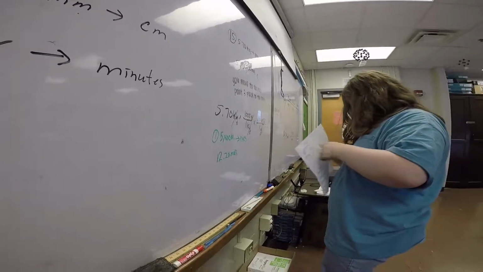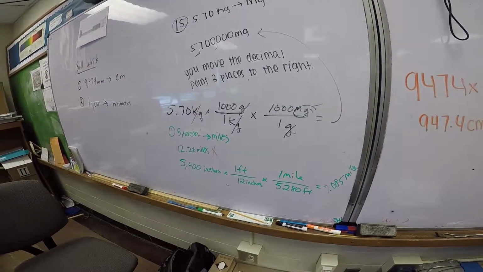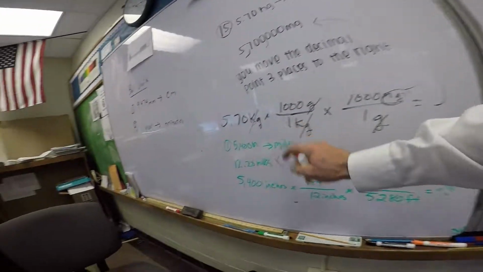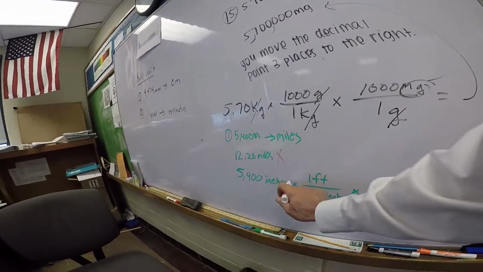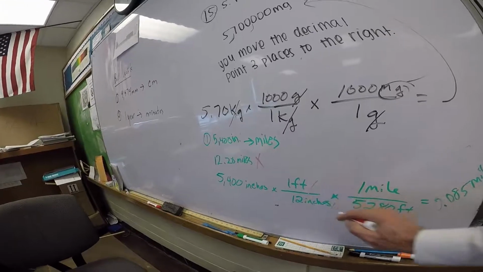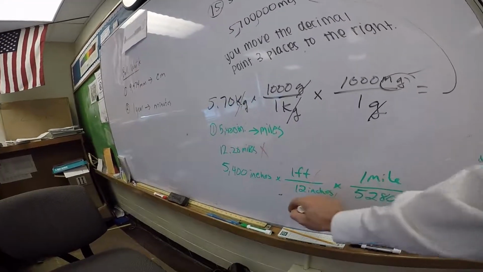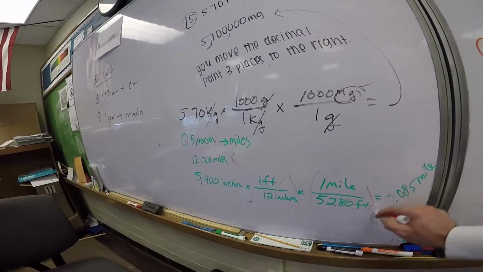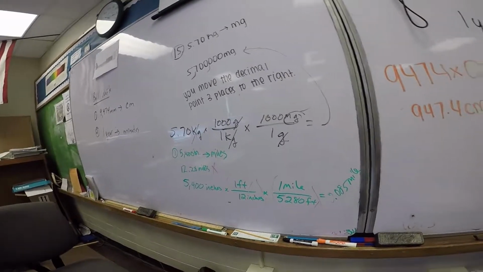Good. Nice try, Rain. The problem here is that you didn't set it up properly. You're not seeing how the inches cross out, feet cross out. Then you can put this in the calculator and then solve for 0.085 miles.